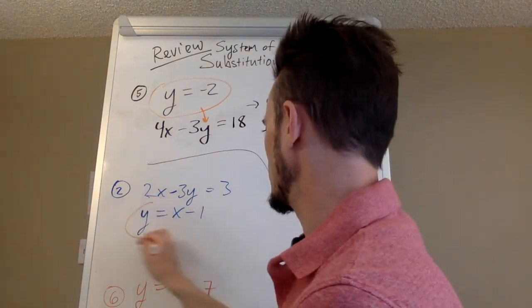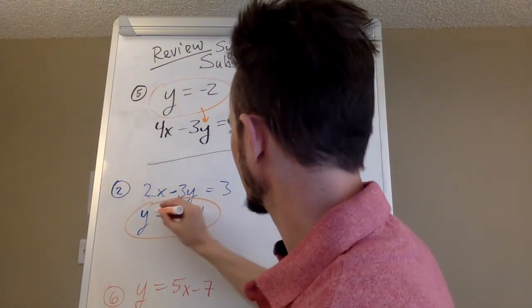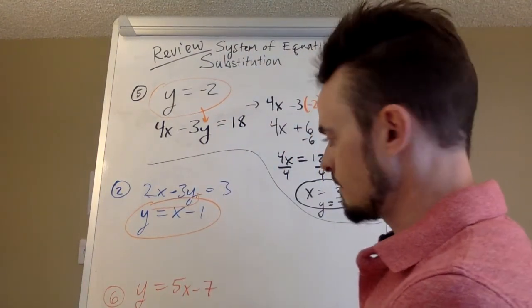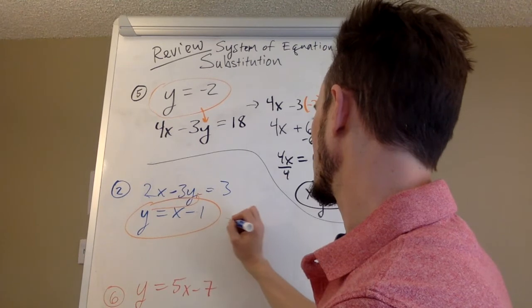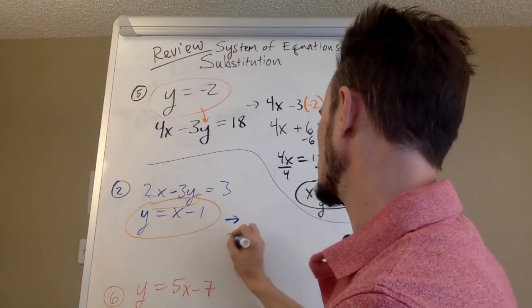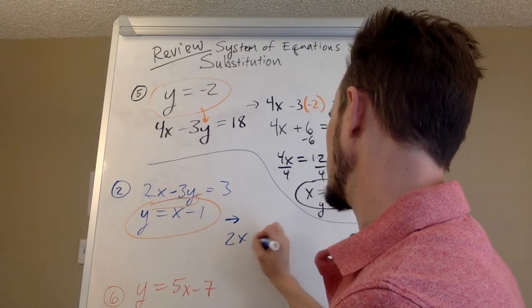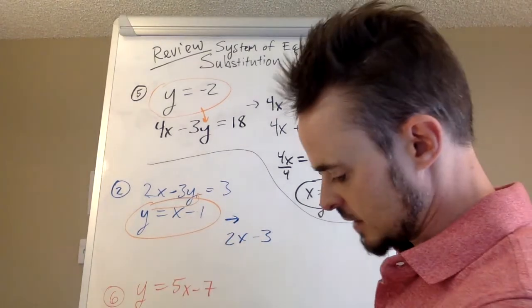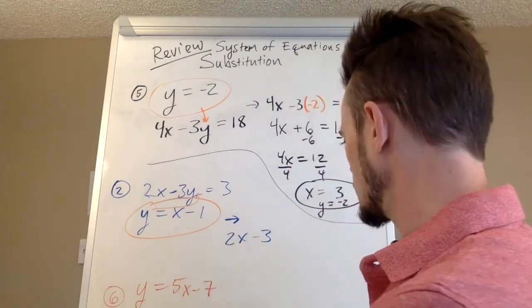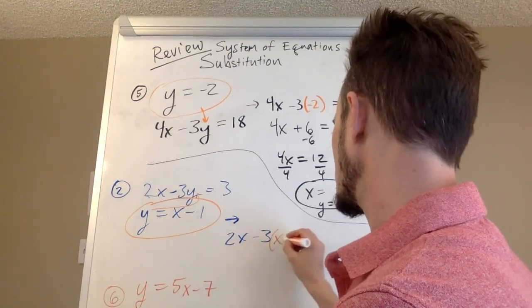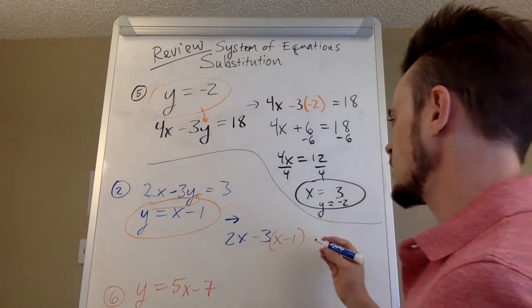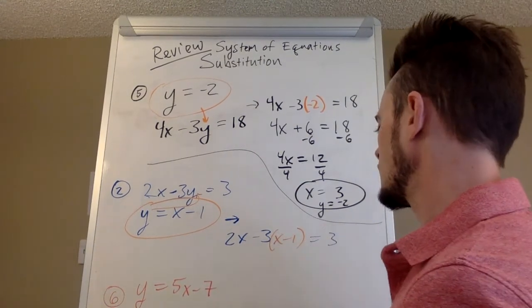Let me show that here again. This value of y can be plugged in over there. Let's show that. So let's draw an arrow. Not an equal sign, so let's do 2x here. It's minus 3, but instead of writing y, I know y is the same as x minus 1. So let's show that substitution. Let's use orange here. There we go. And then this all equals 3.